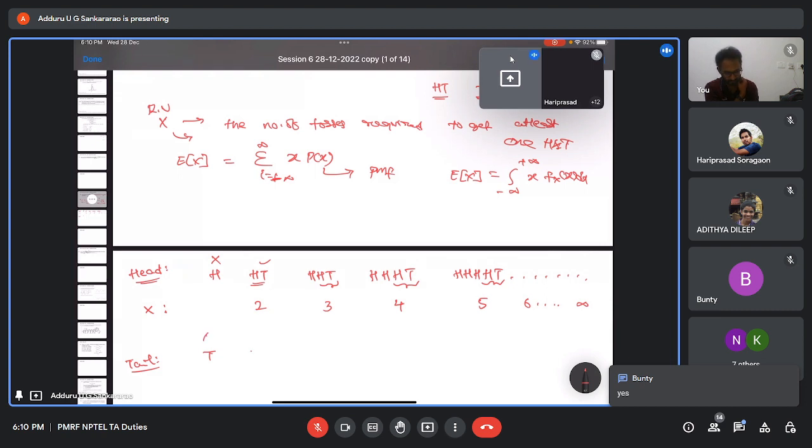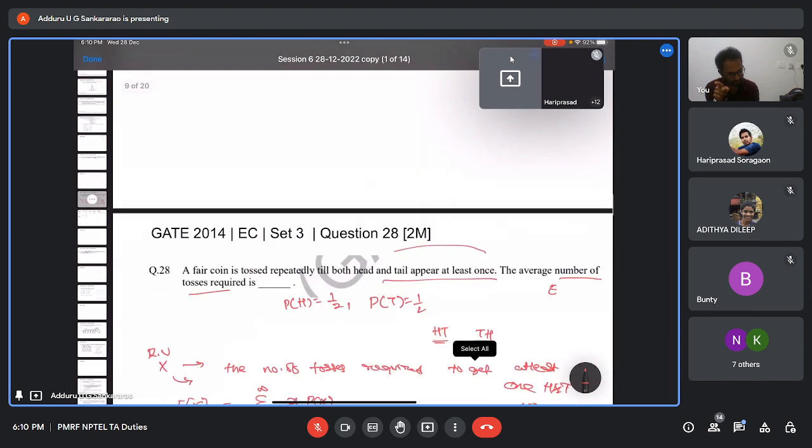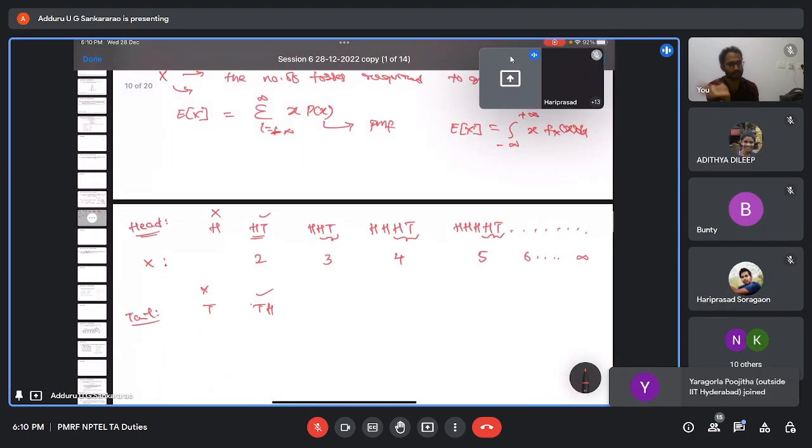But this is not the required one. Let us say I'm tossing, and I got tail followed by head. This is also a required one, because in the question they said at least one head and one tail appear, at least. The order they did not mention, first tail then head or first head then tail, anything can be possible.